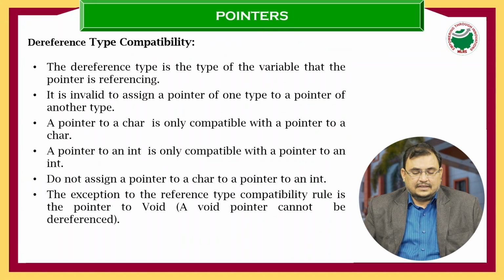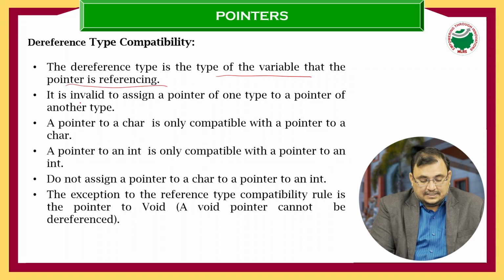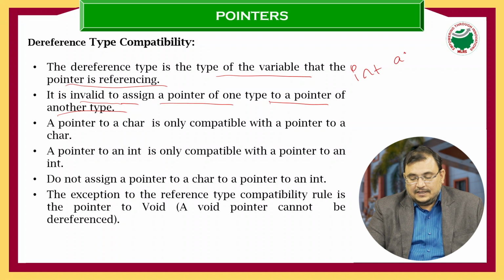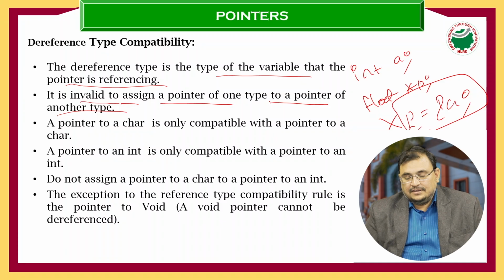Dereference type compatibility. The dereference type is the type of the variable that the pointer is referencing. It is invalid to assign a pointer of one type to a pointer of another type. If you declare int A and float *P, and assign P = &A, that is invalid. Why? P is a pointer of floating point type, so it can point only to the address of a floating point variable. But here you are assigning the address of an integer variable to a floating point pointer.